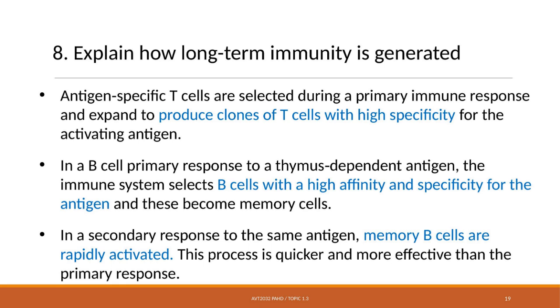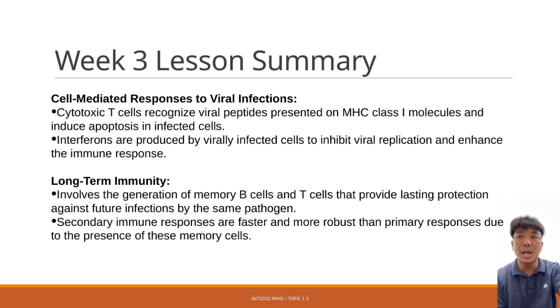Antigen-specific T cells are selected during a primary immune response, expanding into clones with high specificity. Similarly, B cells with high affinity for thymus-dependent antigens become memory cells. In secondary responses, these memory B cells activate rapidly, providing a quicker and more effective defense than the primary response, ensuring long-term immunity. Let's have a summary of what we have gone through for topic 1.3.